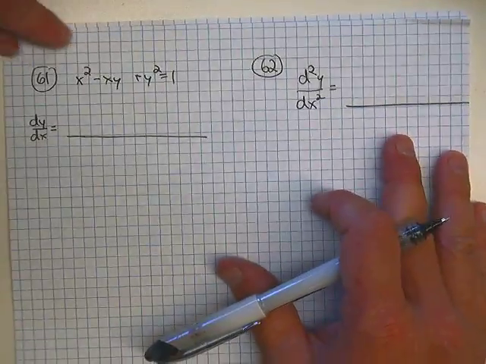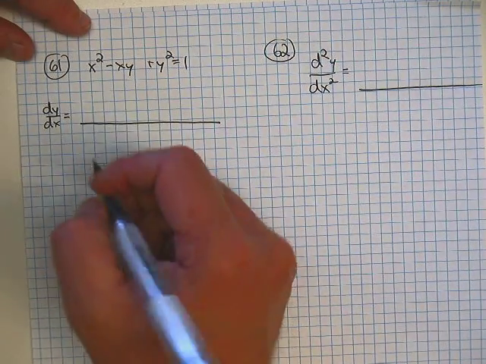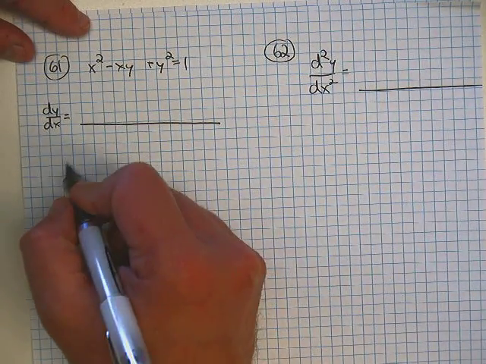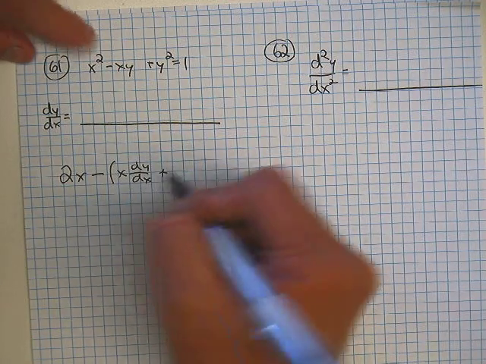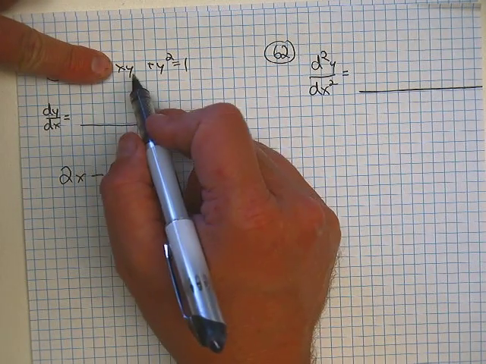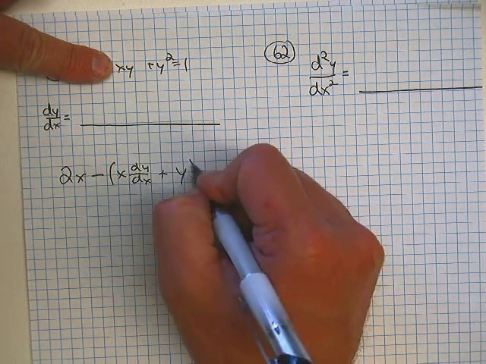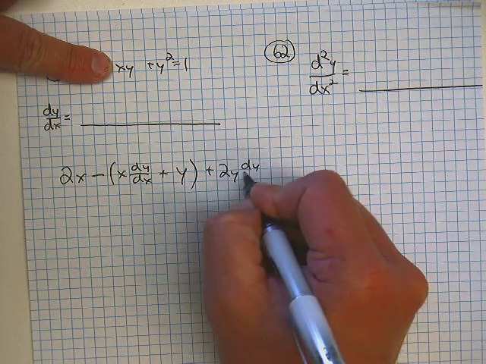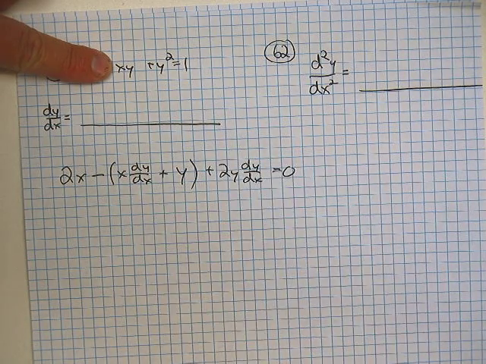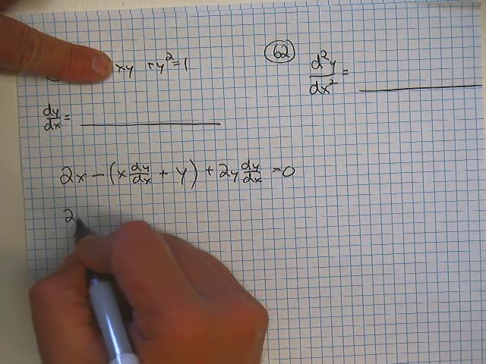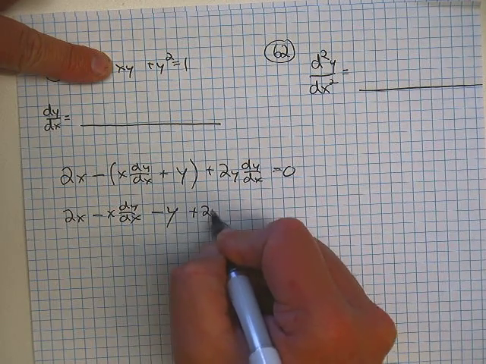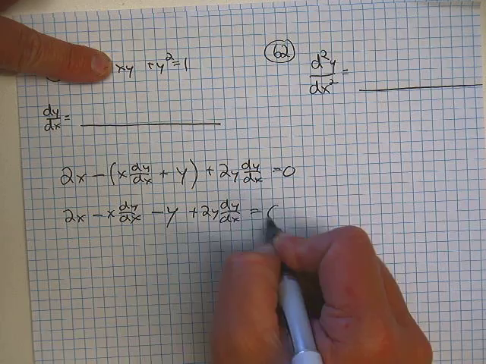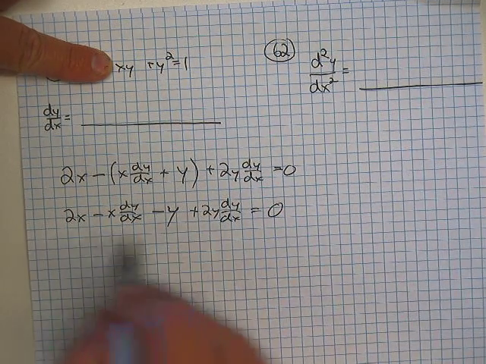And the last one, we've got to do a second derivative. So this is also another multiple choice question. Make sure you guys aren't forgetting to do the actual multiple choice. So the first question just says dy/dx. So we got 2x minus x dy/dx plus y, because we're just doing xy. So we got the derivative of x, which is 1, times y, which is y, plus 2y, don't forget that dy/dx, equals 0. Okay, distribute everything through, so we get 2x minus x dy/dx minus y plus 2y dy/dx equals 0.